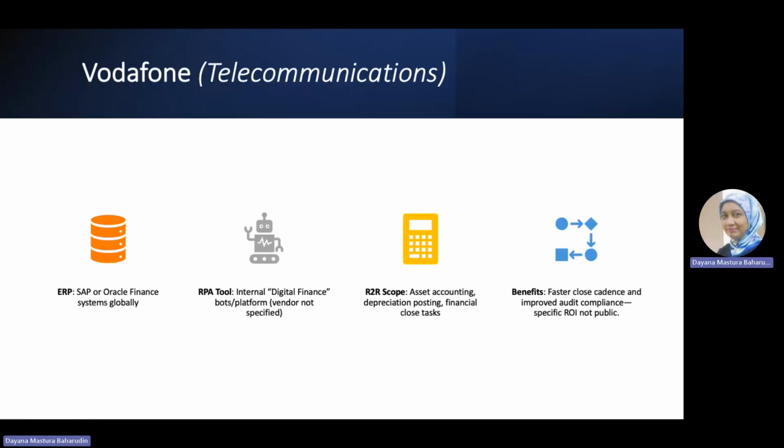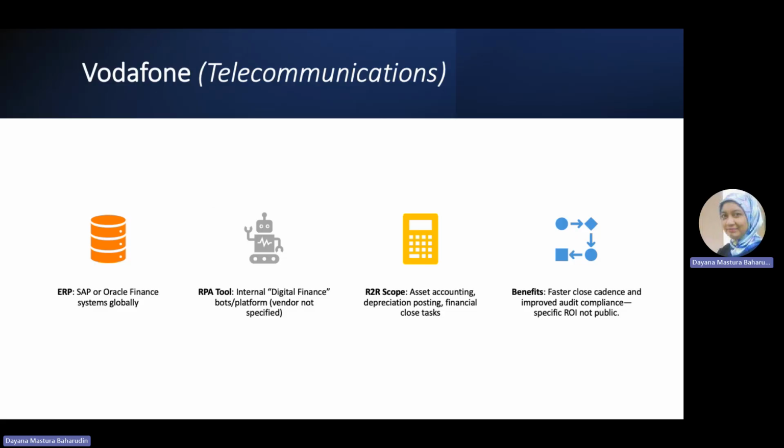And then we have here Vodafone. Okay, the ERP system will be SAP, Oracle, finance system globally. Well, I would say that some companies use SAP and Oracle at the same time, but at different locations or different functions, because maybe they're trying to migrate. Either they're going to migrate from Oracle to SAP or SAP to Oracle. So what's going to happen here is that the situation is going to be a bit tricky. Okay, so here we have the RPA tool, digital finance bots.